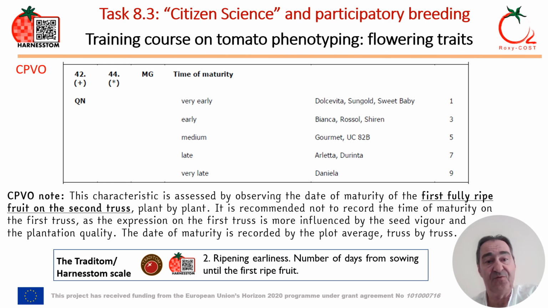For the same reason said before, CPVO recommends to avoid the first truss. As for the time to flowering, in large screening, the need to detect other fruit traits or to sample the fruits may suggest also in this case to refer to the first ripe fruit in the first truss.